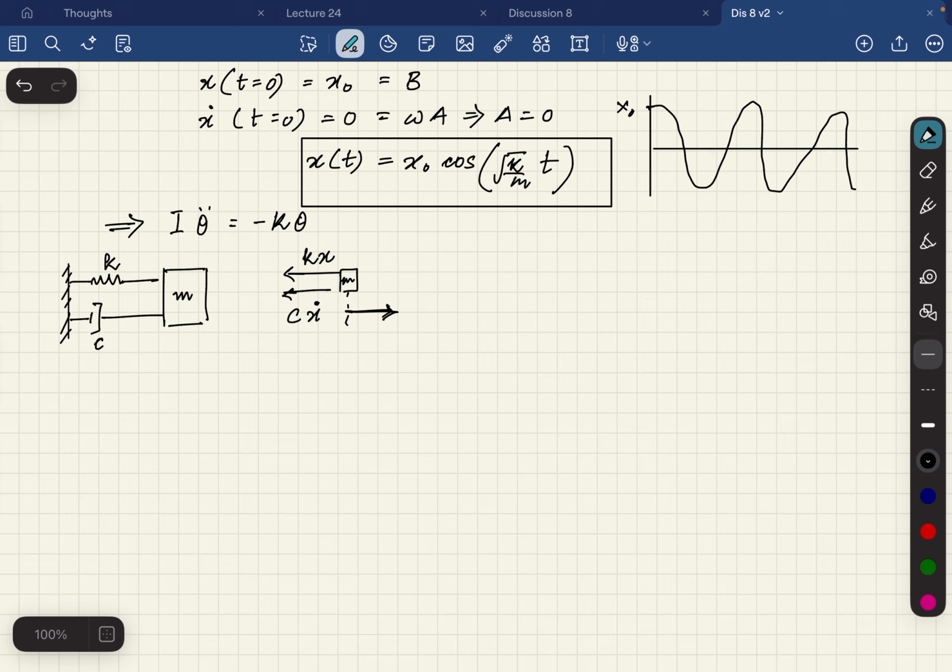Which means that if I write down the second equation of motion, it comes out to be negative kx negative c x dot equals m x double dot, or m x double dot plus c x dot plus kx equals 0. We can divide entirely by m so that we can make a general equation which has coefficient 1 with the highest derivative.